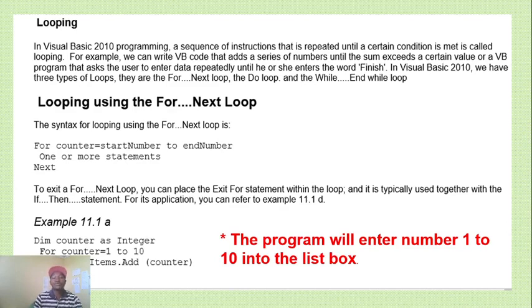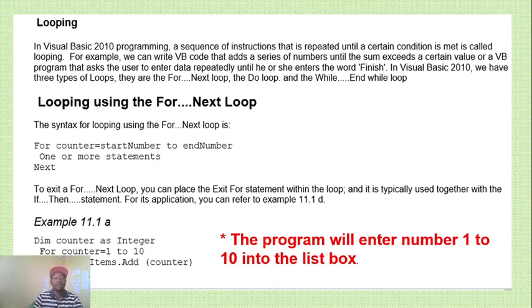In Visual Basic 2010, we have 3 types of loops. They are the for loop, that is the for next loop, the do loop, and then we have the while end while loop. Therefore, let's begin by looking at looping using the for next loop.